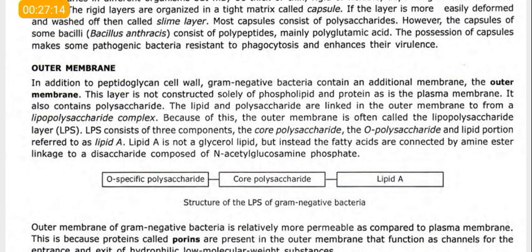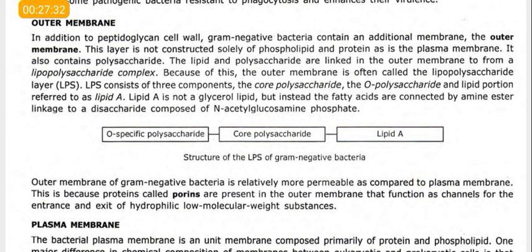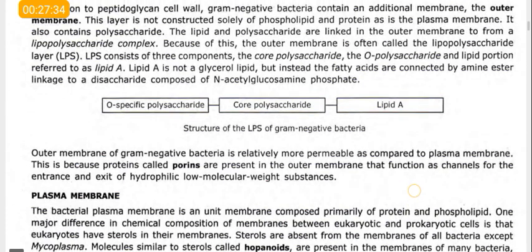Lipid A is not a glycerol lipid, but instead the fatty acids are connected by amine ester linkage to a disaccharide composed of N-acetyl glucosamine phosphate. This shows the O-specific polysaccharide, core polysaccharide, and lipid A structure of LPS of gram-negative bacteria.